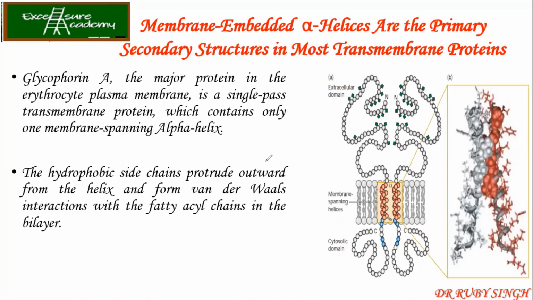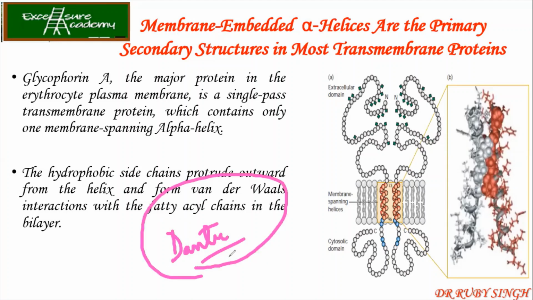Just see the spelling over here. It is called the Dantu mutant. We'll come to the glycophorins again with respect to malaria. Just remember for the time being that if you are talking about a malaria-resistant RBC, then it is the Dantu. Now, glycophorin A is a major protein in the RBC. It is a single pass transmembrane protein and has alpha helices. You can see over here, the N terminal is at the extracellular side and the C terminal is at the cytosolic side.